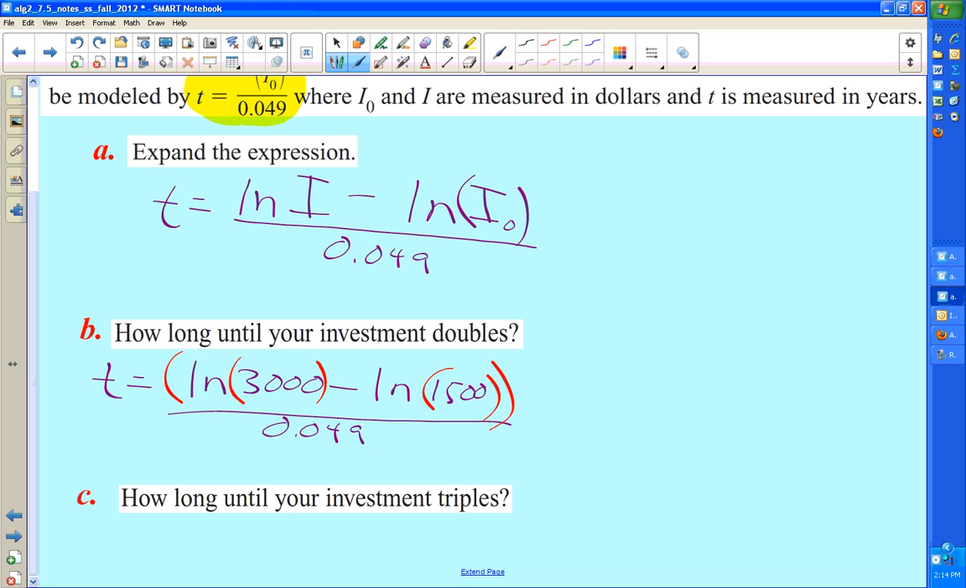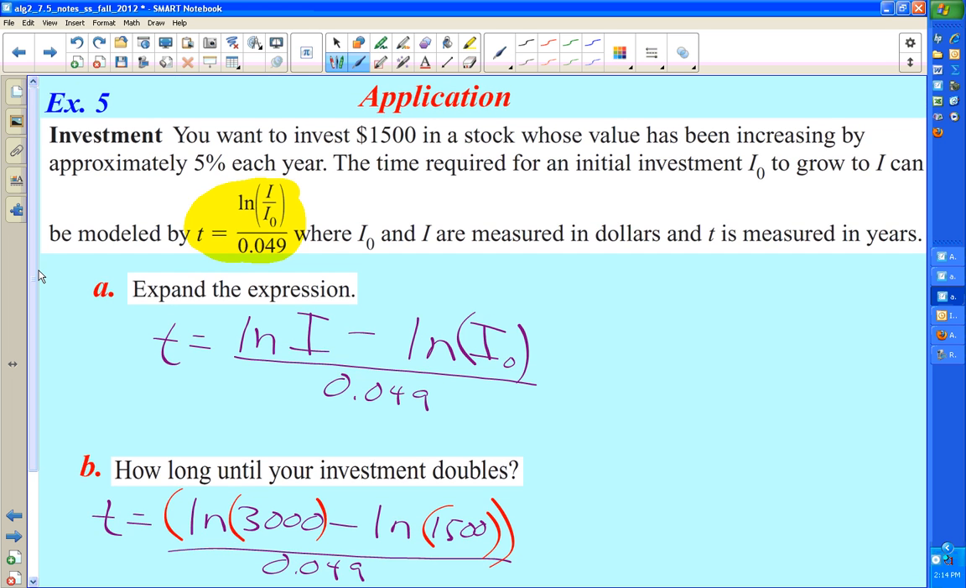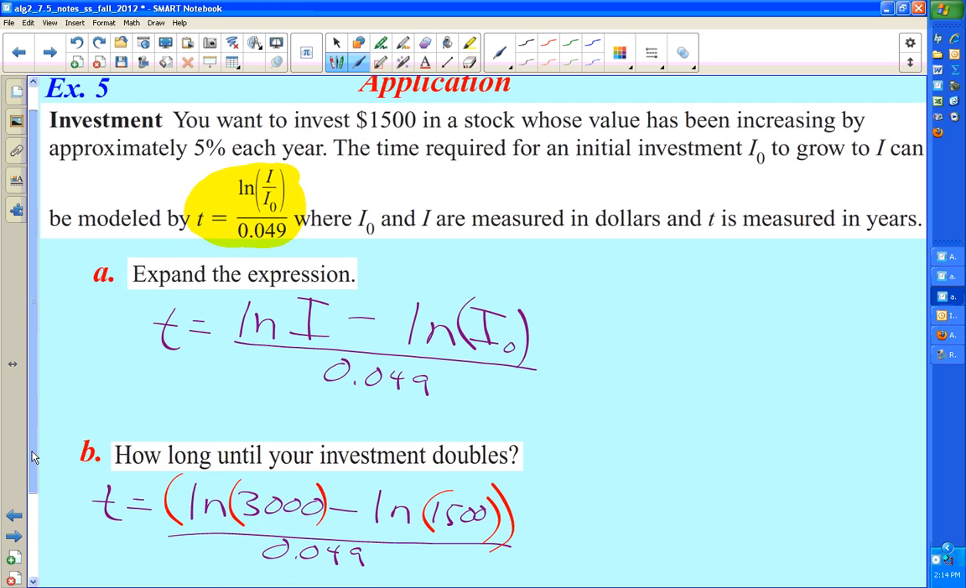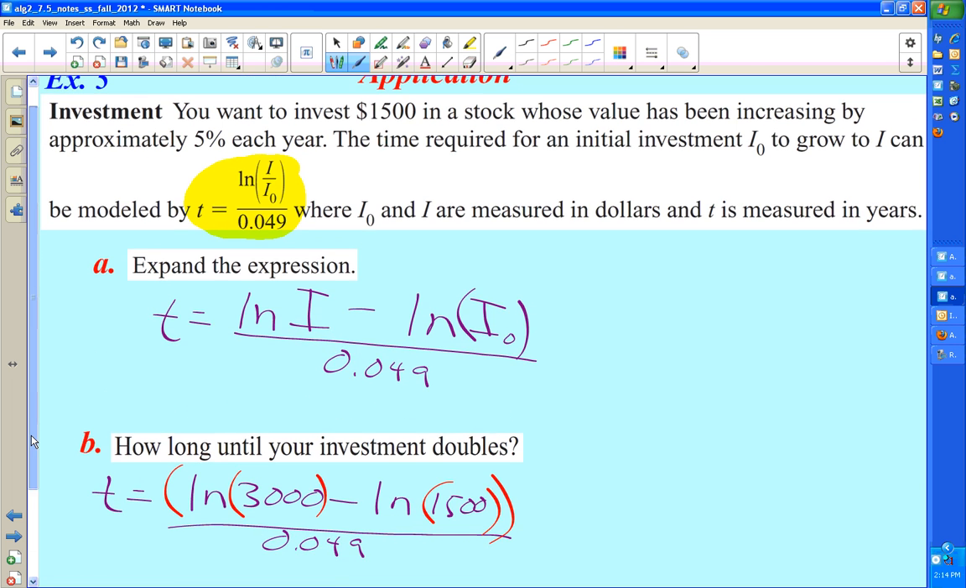So you started with 1,500. That's what they said you start with, and then you multiply that by 2. They said, how long till your investment doubles? How are you going to use the quotient? Because this is the log of a quotient. That's the quotient property. Right here, I separated this as the log minus log. That's all I did in this expansion. So you're not plugging 1,500 in for I sub 0 in question A. All I did was expand.